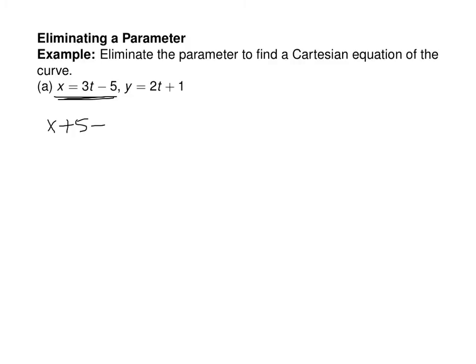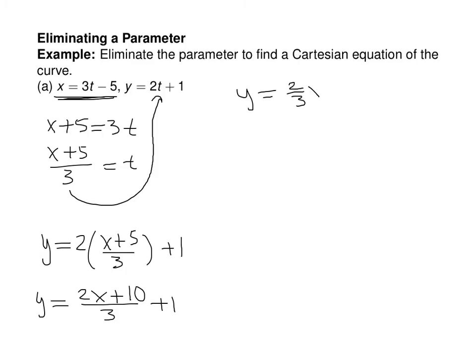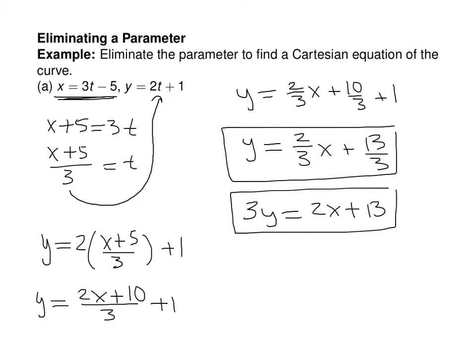x plus 5 will equal 3t. So (x plus 5) divided by 3 equals t. And then this (x plus 5) over 3 can be input for the t in the other equation. So y would equal 2 times (x plus 5) over 3, plus 1, which is the same thing as (2x plus 10) over 3 plus 1. So y is 2/3 x plus 10/3 plus 1, and 1 is 3/3, so we have 2/3 x plus 13/3. So that's one way to write it. You could also write this as 3y equals 2x plus 13. Lots of ways, but basically what this set of parametric equations represents is a line with y-intercept 13/3 and slope 2/3.